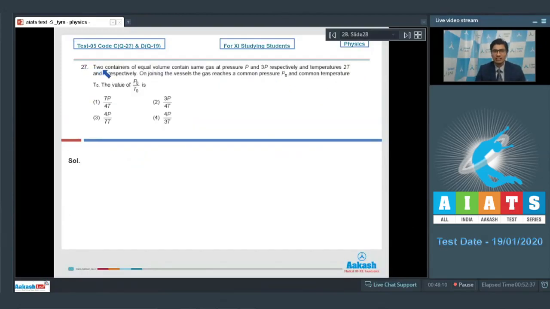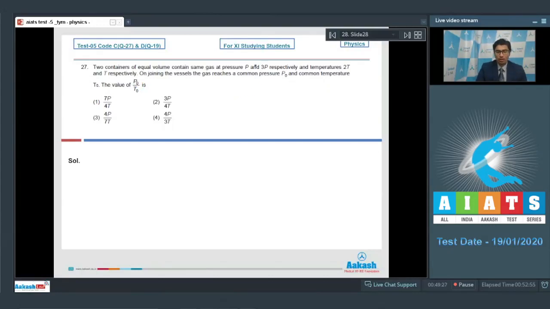Question number 27 says, two containers of equal volume contain the same gas at pressure P and 3P respectively and temperatures 2T and T respectively. On joining the vessels, the gas reaches a common pressure P0 and common temperature T0. The value of P0 by T0 is.